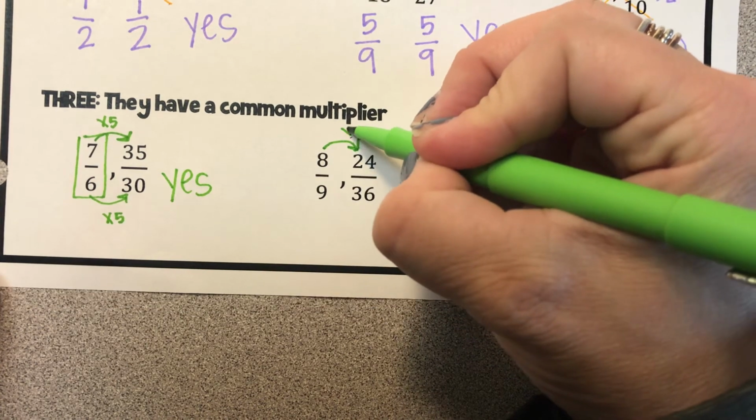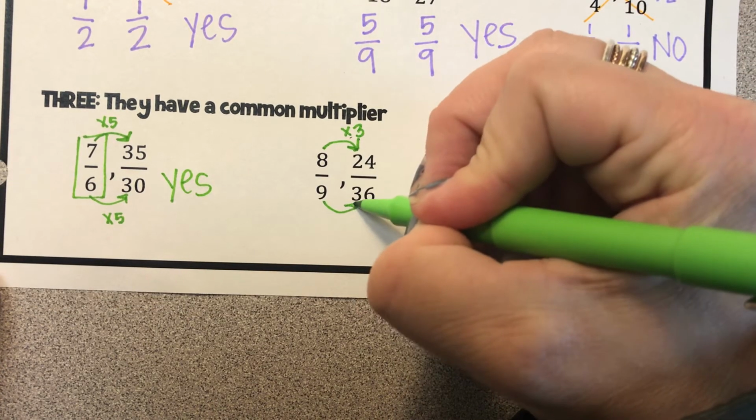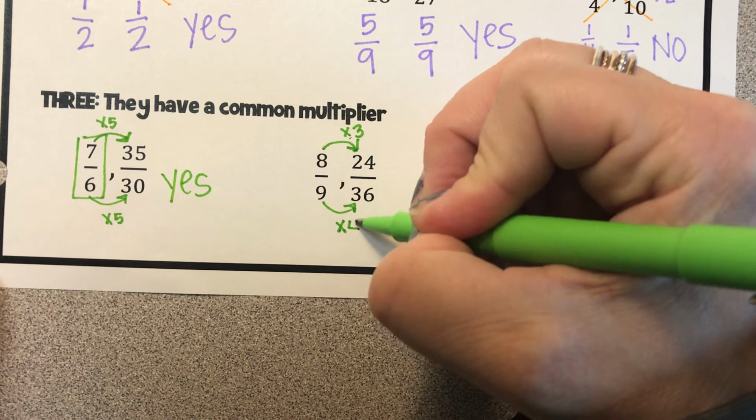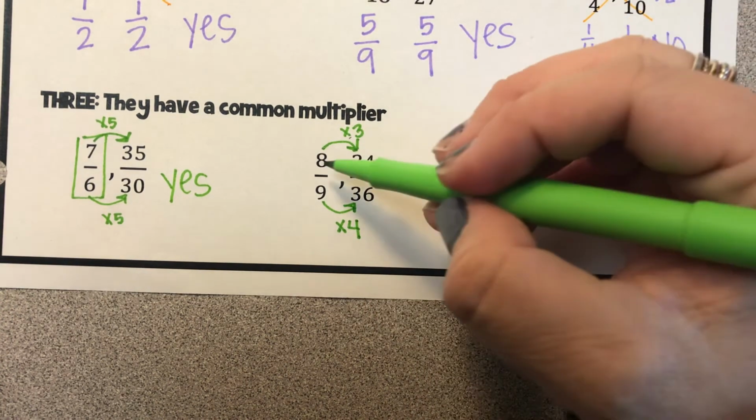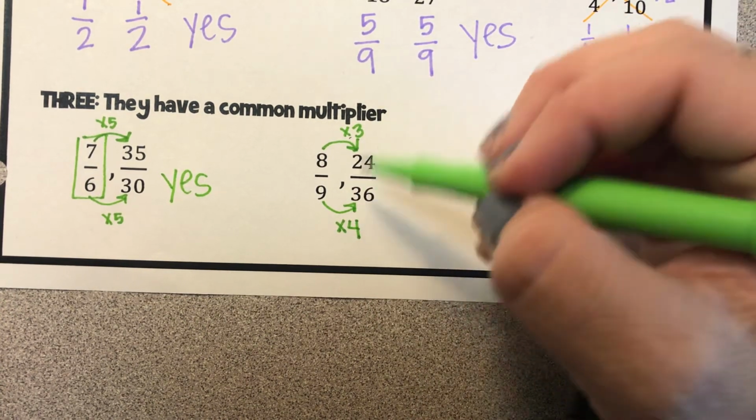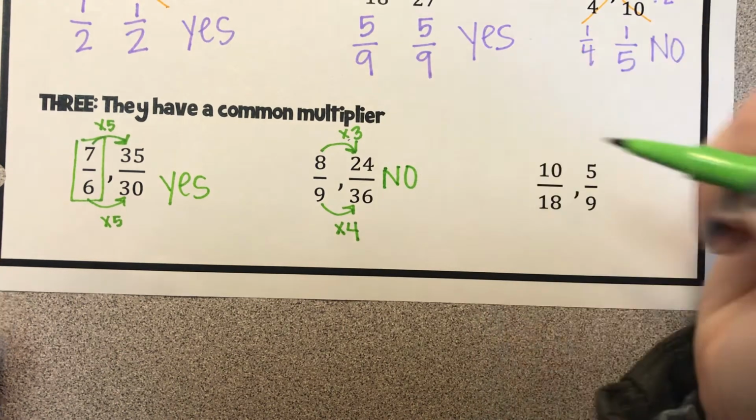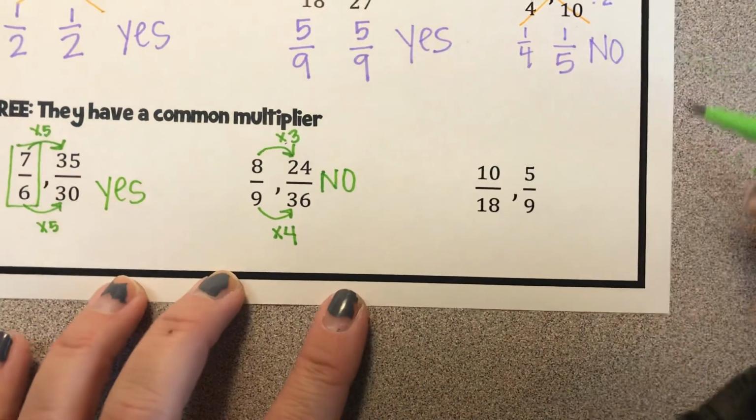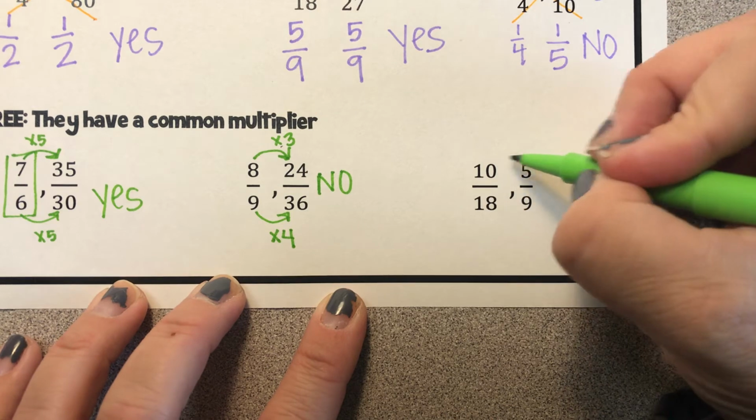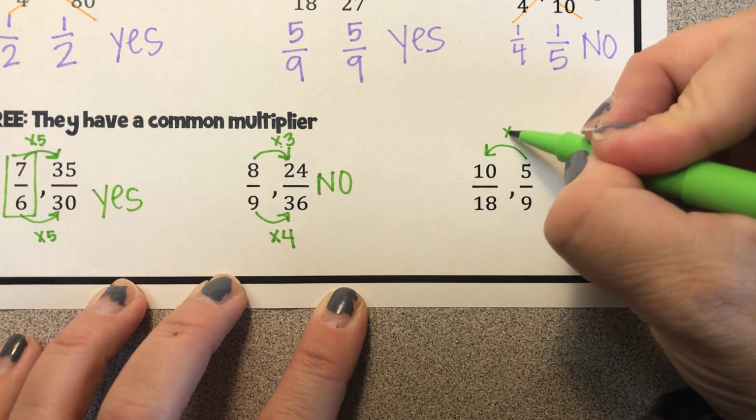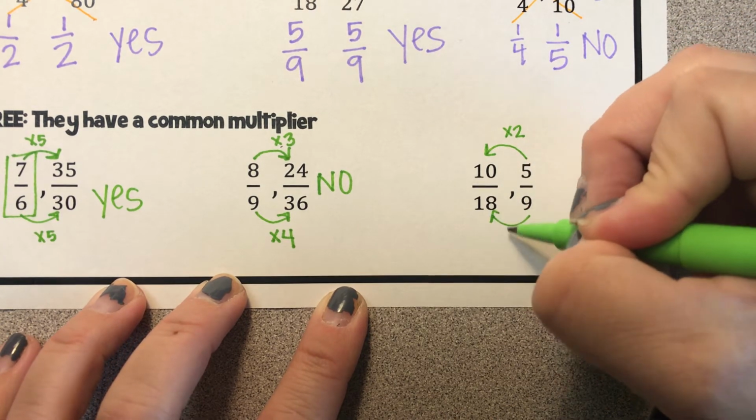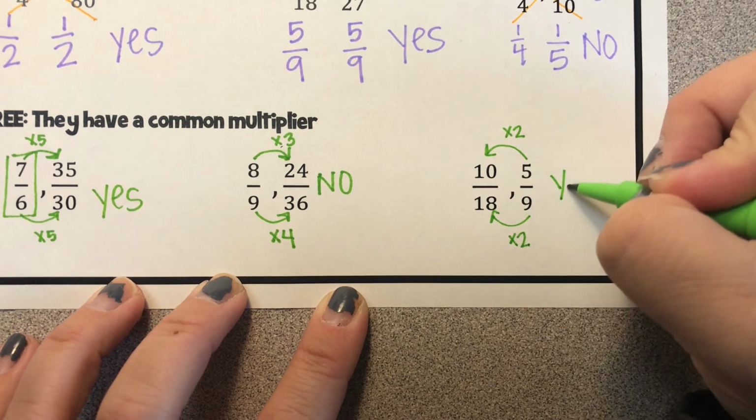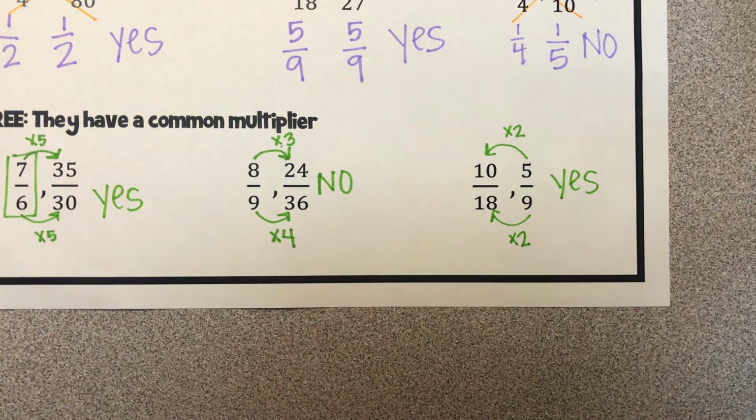8 times 3 is 24. Well, 9 times 4 is 36. These do not have a common multiplier, therefore they're not a proportion. And then this last one, 5 times 2 is 10. 9 times 2 is 18. So the common multiplier is 2, and it would be a proportion.